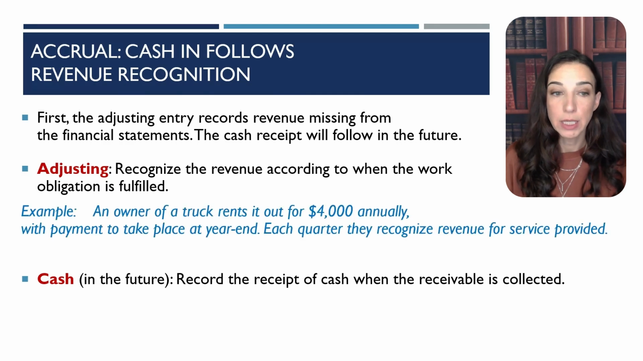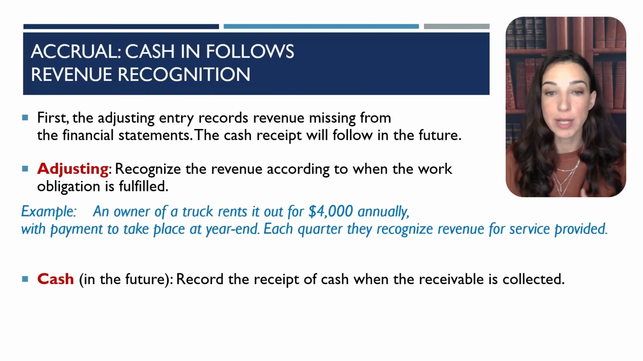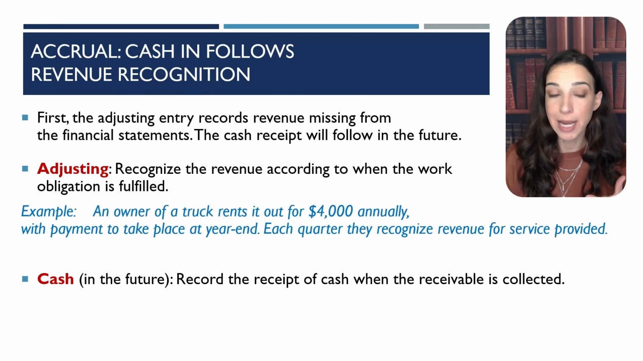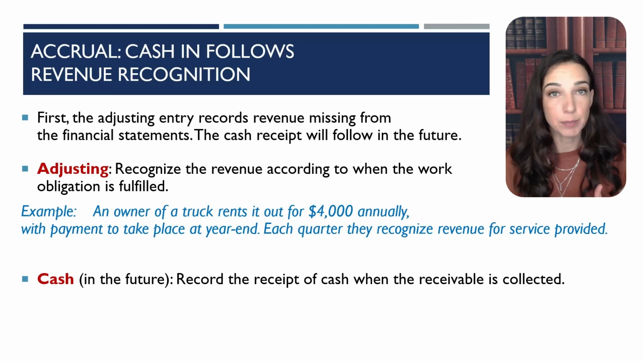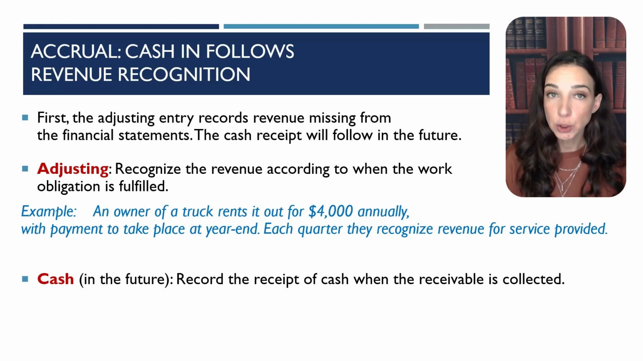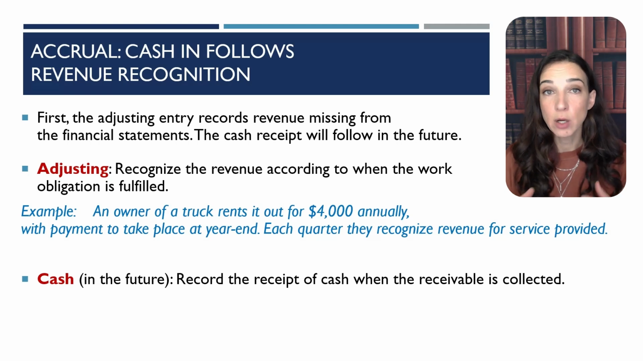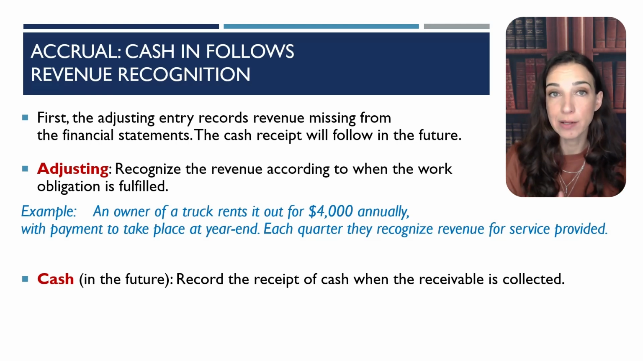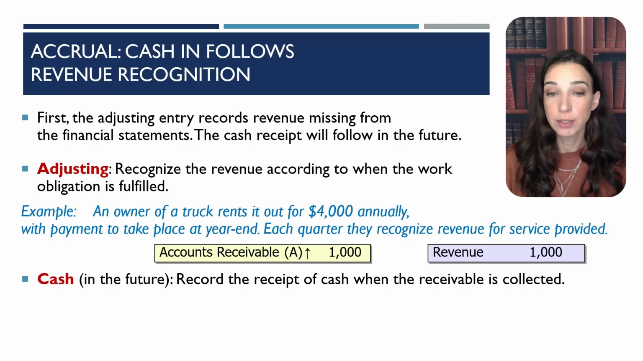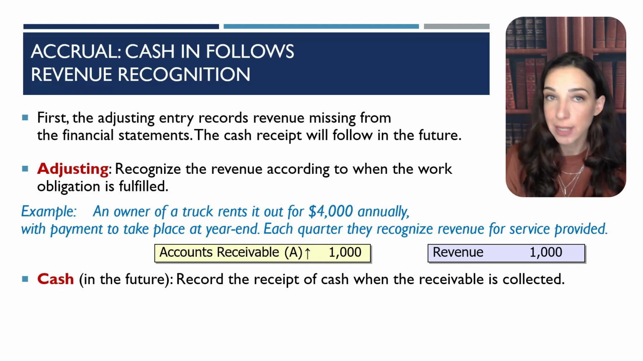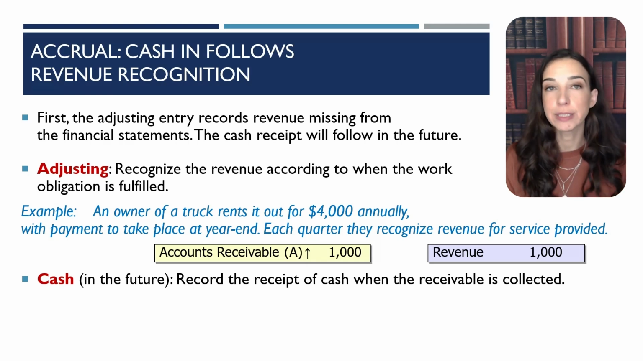Here's an example. We have an owner of a truck that rents it out for $4,000 annually. The payment is going to take place at year end. So each quarter they recognize revenue for the service provided. The service being we have allowed someone else to access our truck. So each quarter revenue will be recognized for $1,000 and accounts receivable will go up $1,000 as well.